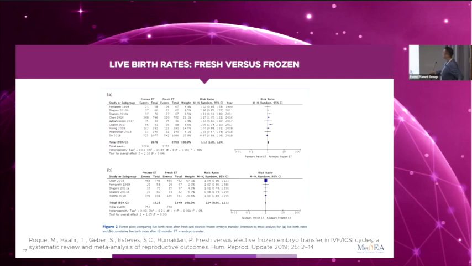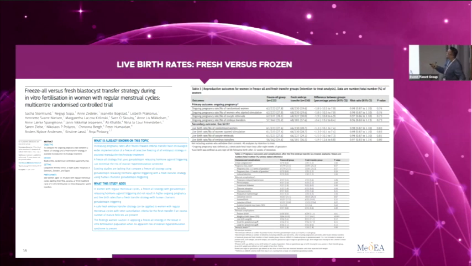Okay, this is a recent publication in Human Reproduction Update itself. You notice that everything is at 1, right? So everything that crosses 1 just means that it doesn't favor either. So the answer seems to be very straightforward, that if you do a fresh or frozen cycle, perhaps there's no inclination to either. But is it the truth, or is it something we're missing out? So when you look at this, if we do a freeze-all strategy versus a fresh blastocyst transfer strategy during in vitro fertilization in women with regular menstrual cycles.